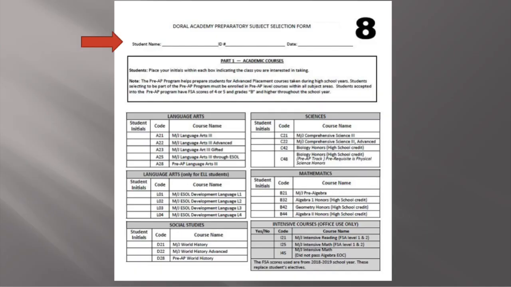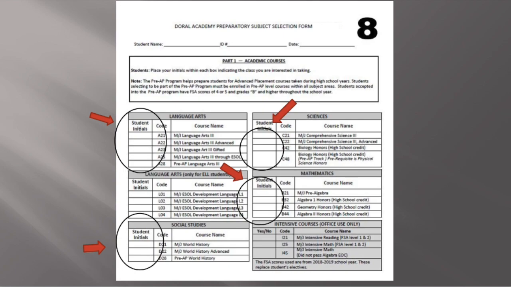Turn to your subject selection sheet and start by adding your name and your student ID and today's date. Please do this in your best handwriting so that your counselor is able to read your information. Now we will select your core academic courses. You must select one course from each grade requirement subject area: language arts, science, social studies, and math. Write your initials next to the level you would like to take in each core subject.